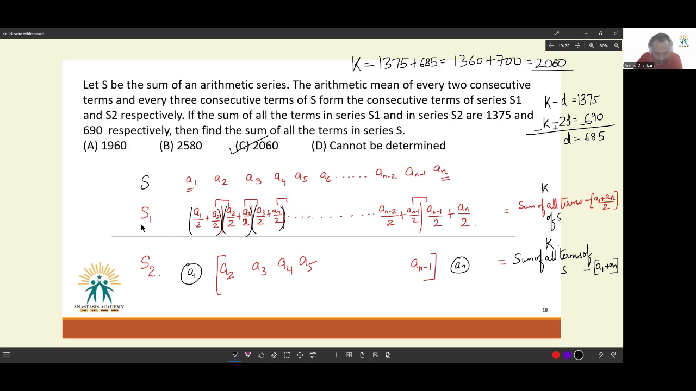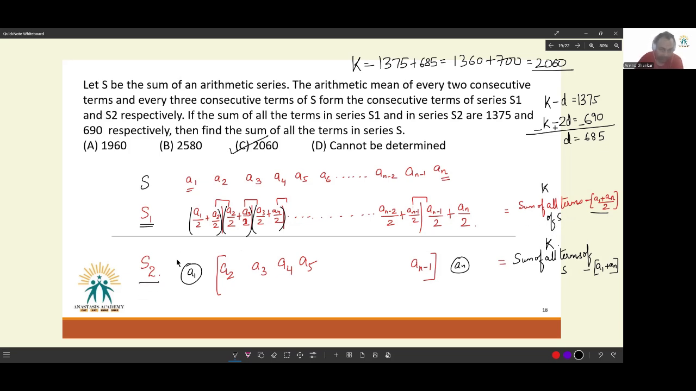So sum one will be the sum of all terms of S. All the terms in the original AP are here, minus A1 by 2 and An by 2. Just A1 by 2 and An by 2 will be missing. Otherwise, it will be equal to the sum of all terms of S.